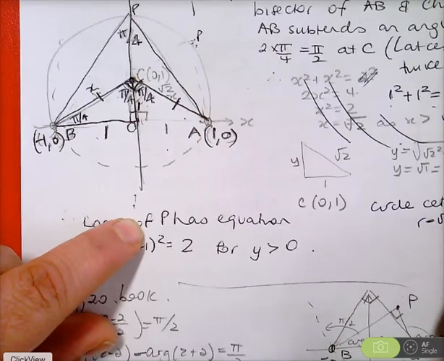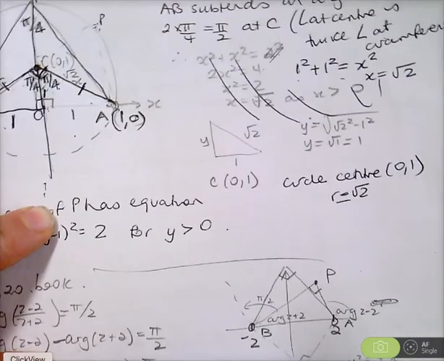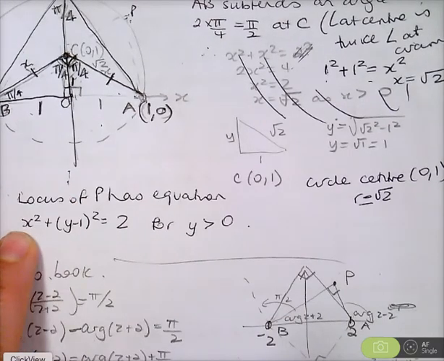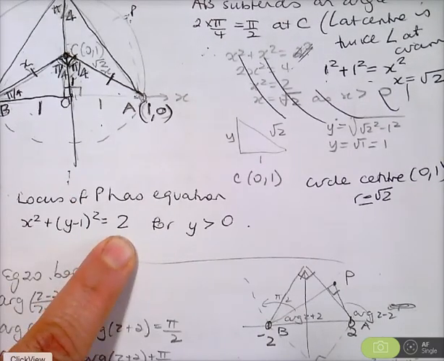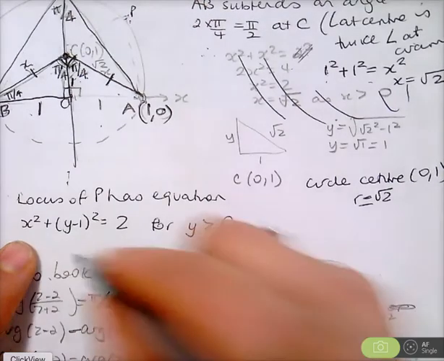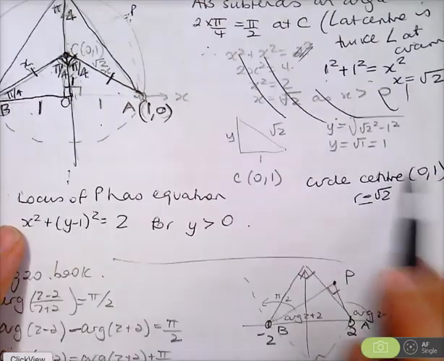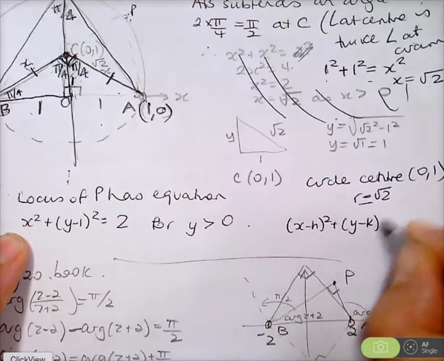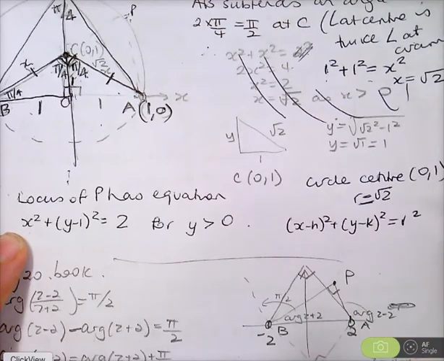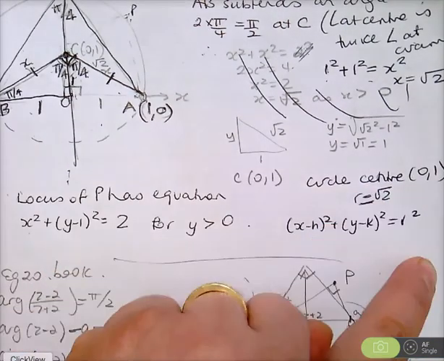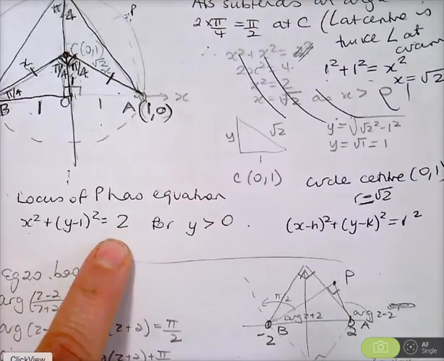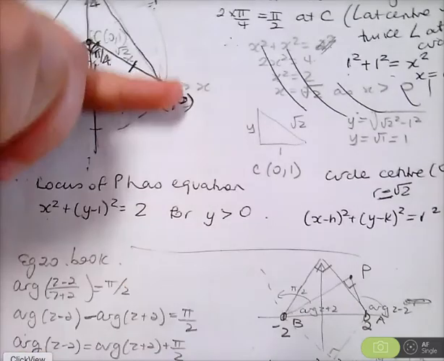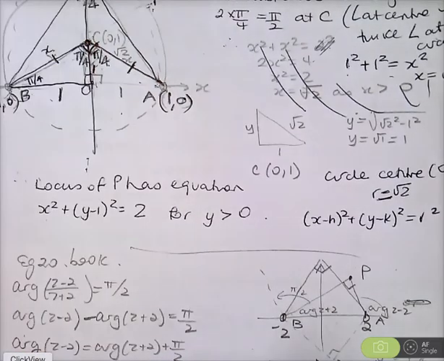Radius. How come the radius? Because root 2. That's how you write it, x squared plus y squared is r squared. So if the centre is 0, 1, the formula is x minus h squared plus y minus k squared equals r squared, and r is root 2. So it equals root 2 squared, which is 2. Now, I've got y greater than 0, meaning you've just got the major arc above.